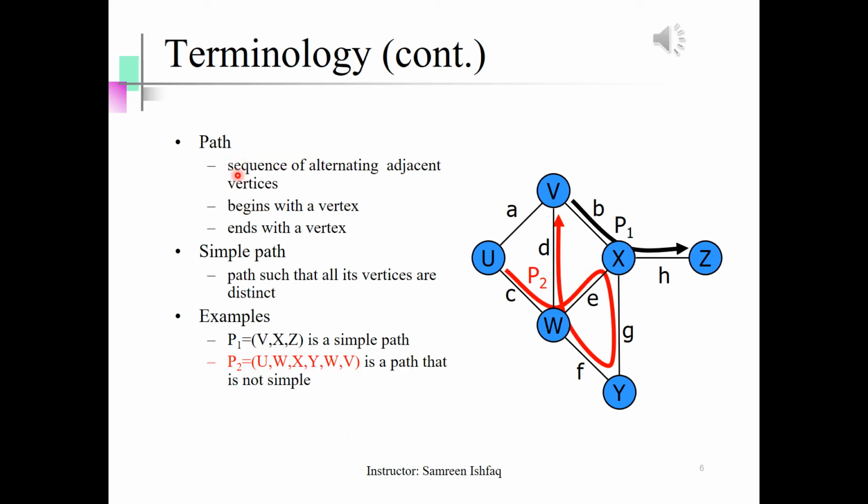A path is a sequence of alternating adjacent vertices. It starts with a vertex, and it ends with a vertex. There are two types of path, simple path and not simple path. In this example, P1 is a simple path. It starts with vertex V, and it ends with vertex Z. V, X, and Z are all different vertices, so it is a simple path. P2 is not a simple path. It starts with vertex u and ends with vertex v, and w is repeating two times. So it is not a simple path.